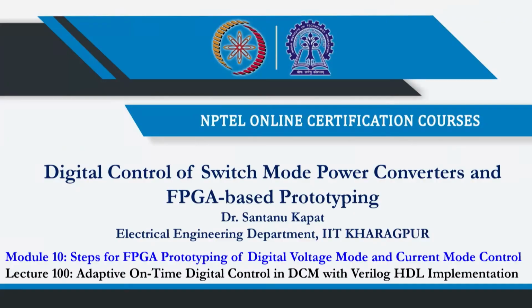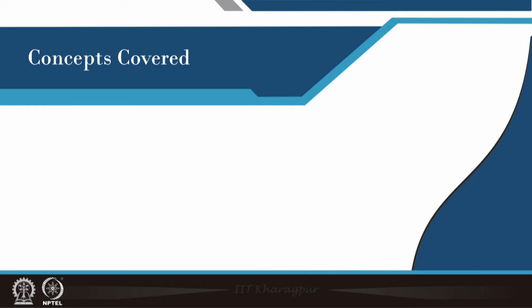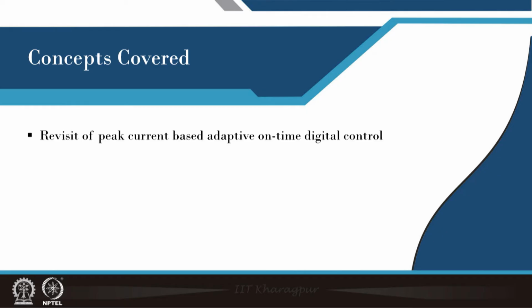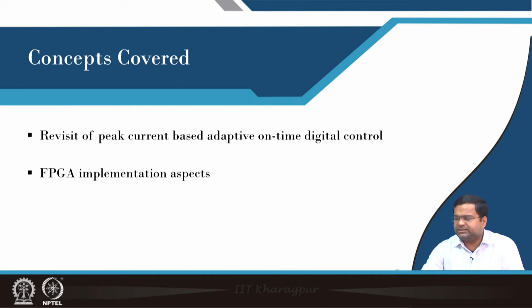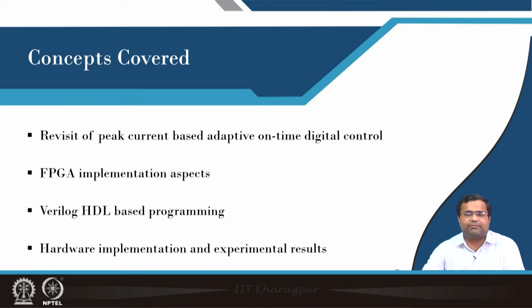Welcome. In this lecture, we are going to talk about adaptive on-time digital control for discontinuous conduction mode, and we want to show Verilog HDL based implementation. So, we will first revisit the peak current based adaptive on-time control, then the FPGA implementation aspect, Verilog HDL based programming, and finally hardware implementation and experimental results.